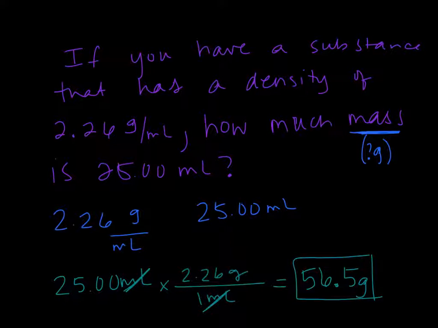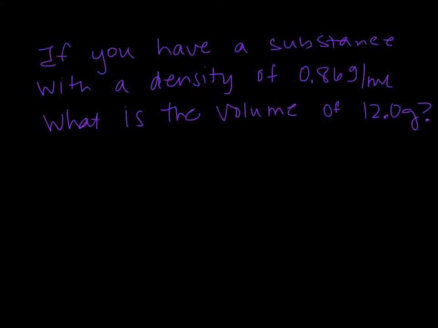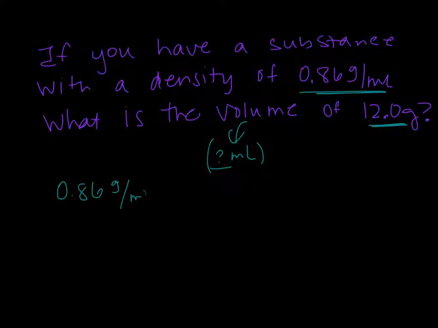All right, so let's do another one. In this problem, I have a substance with a density of 0.86 grams per milliliter, and I want to know what the volume is of 12 grams. So I'm looking for volume, and remember volume has the units milliliters, so I'm looking for how many milliliters 12 grams of this substance is. So I'm going to write down what I have. I've got 0.86 grams per milliliter, and I've got 12.0 grams.